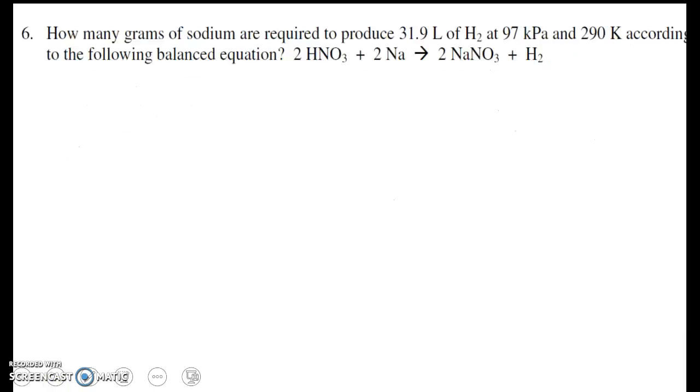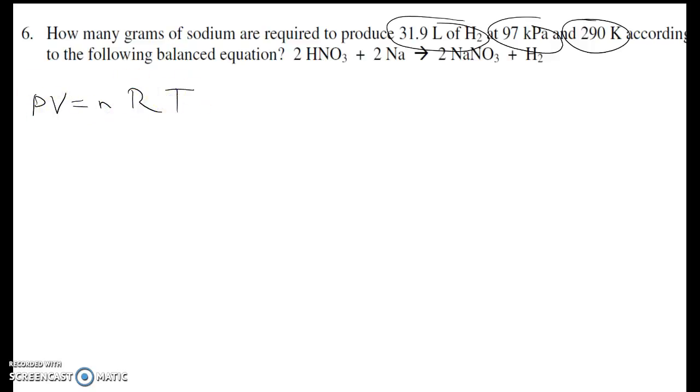The next problem. How many grams of sodium are required to produce 31.9 liters of hydrogen gas? Now we also have a pressure and a temperature. Now right away when you see pressure and temperature, you're going to think of ideal gas law, or you should. We know our pressure is 97 kPa. Our volume is 31.9 liters.